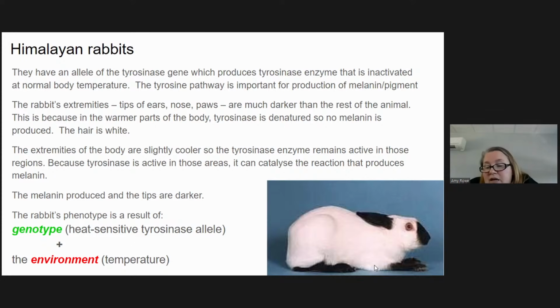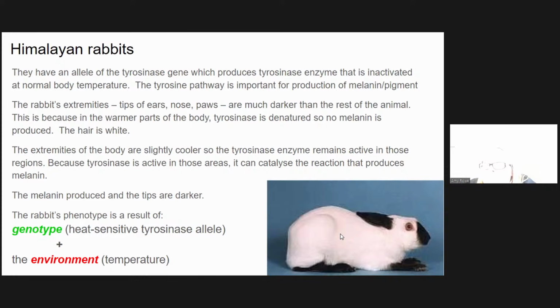So for the body of our rabbit, it's very, very warm. It's normal body temperature. Because the rabbit has an allele where the tyrosinase enzyme is sensitive to heat and inactivated by it, the tyrosinase enzyme is not able to work in any of these warm areas of the rabbit's body. It's not able to catalyze the reaction to form melanin. So melanin is not produced in the warm areas of our rabbit's body, which has made the fur white in those areas.